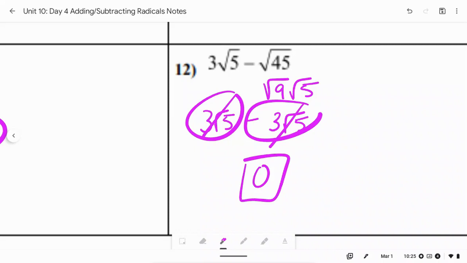So again, the thing you need to remember about adding and subtracting radicals is you have to have the same number underneath the square root in order to combine them as like terms.